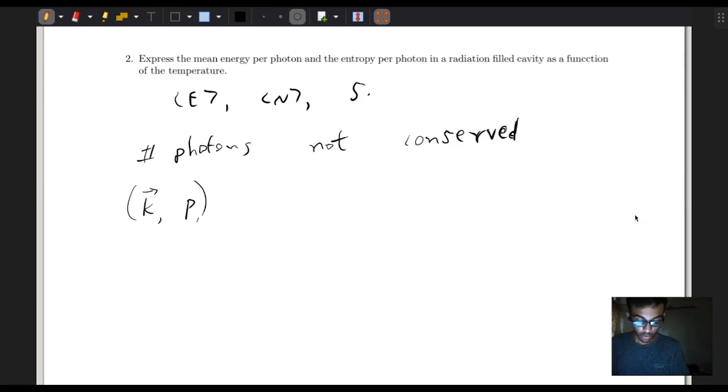Or you can also say that there are two internal degrees of freedom associated with the photon, the two polarizations. Let me just write this.